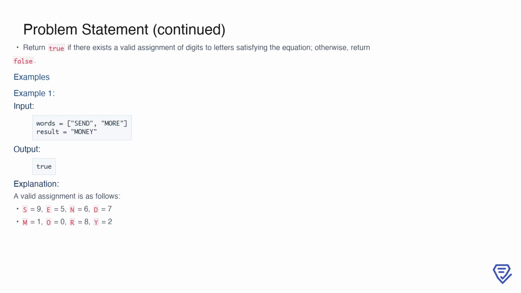In this case, a valid digit assignment could be S equals 9, E equals 5, N equals 6, D equals 7, M equals 1, O equals 0, R equals 8, and Y equals 2. This assignment ensures that the sum of the numbers represented by SEND and MORE equals the number represented by MONEY.